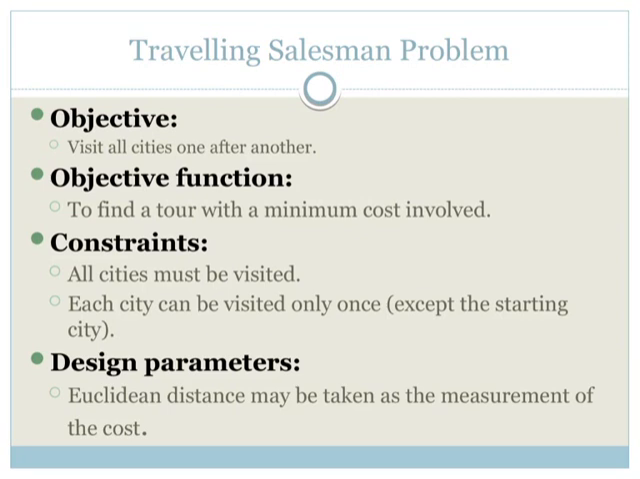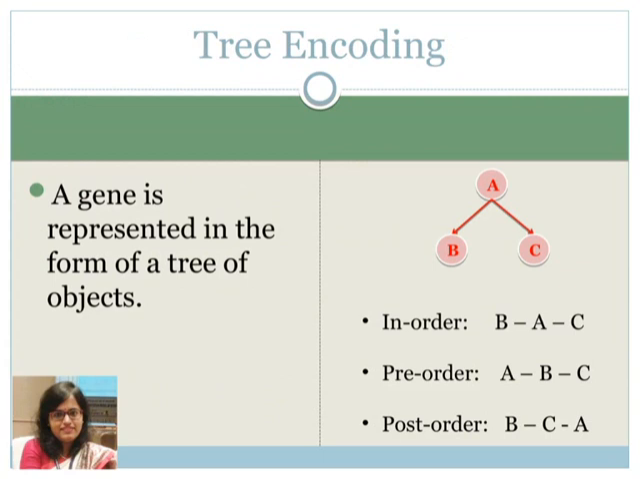And now the fourth one, the tree encoding. Here a gene is represented in the form of a tree or objects. If you have already gone through graph theory or data structures, you know that any tree can be represented by 3 orders: in-order, pre-order, and post-order. What happens in in-order? Suppose here the parent node is A and it has a left child B and a right child C.